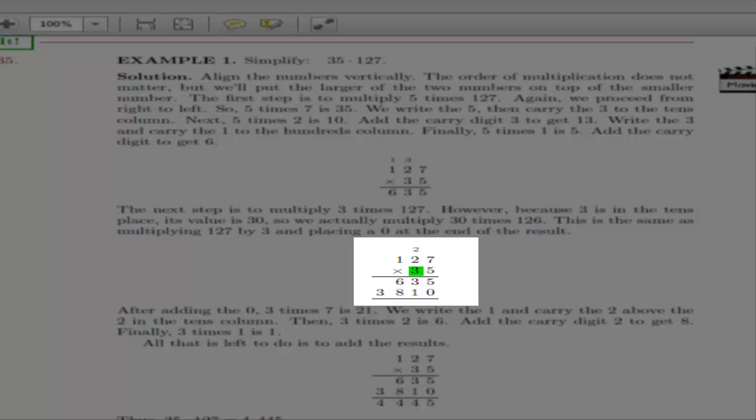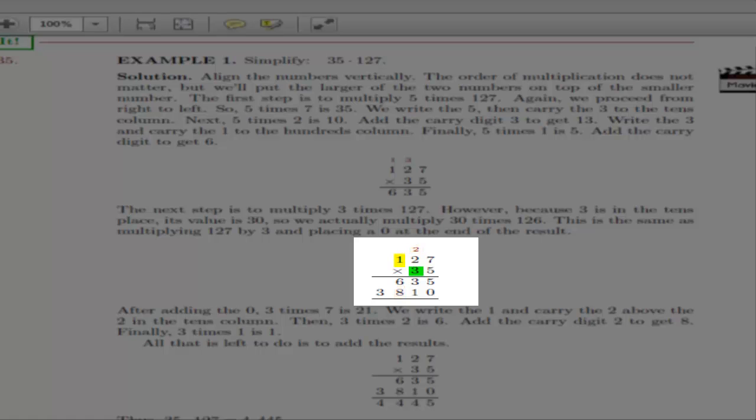This is the same as multiplying 127 by 3 and placing a 0 at the end of the result. After adding the 0, 3 times 7 is 21. We write the 1 and carry the 2 above the 2 in the tens column. Then 3 times 2 is 6. Add the carry digit 2 to get 8.